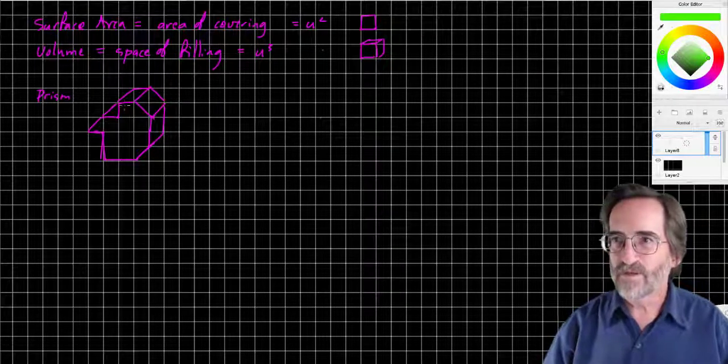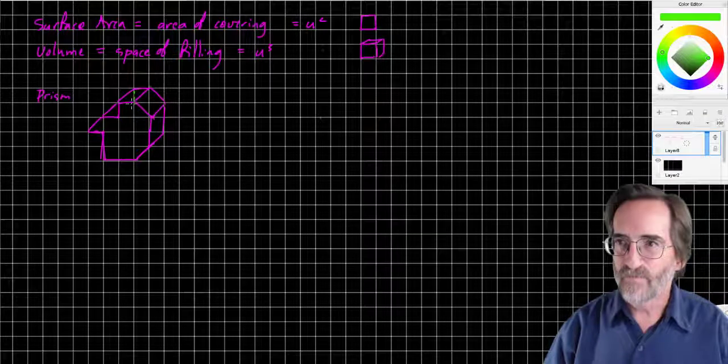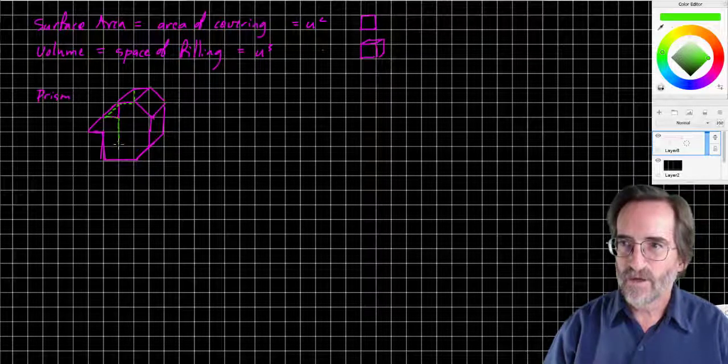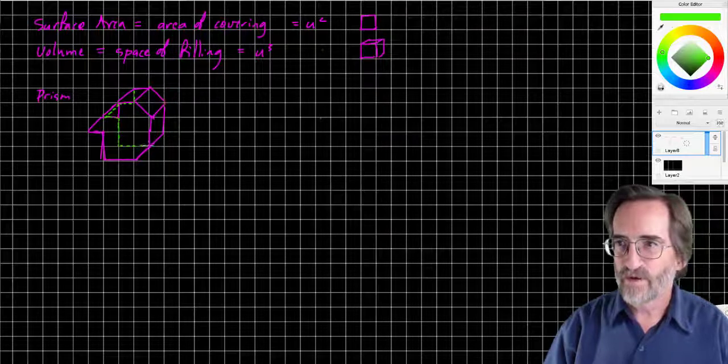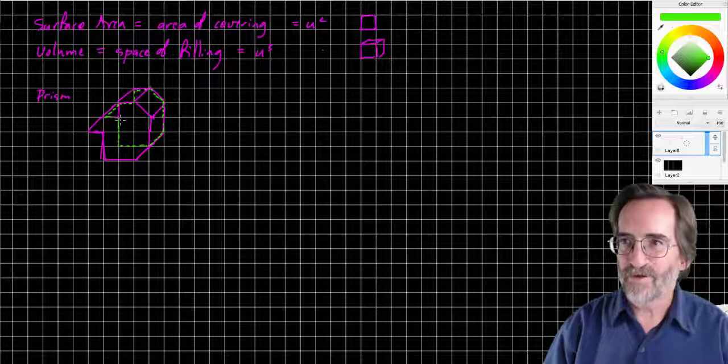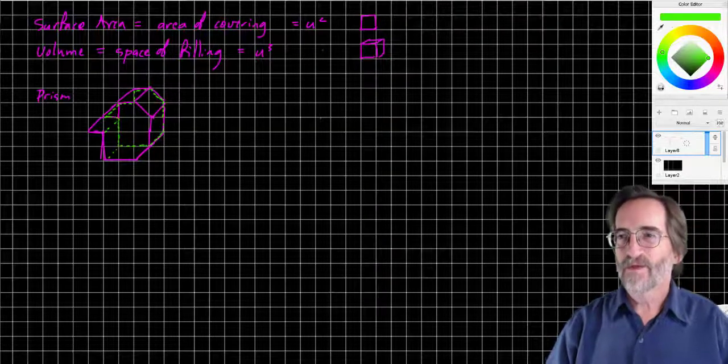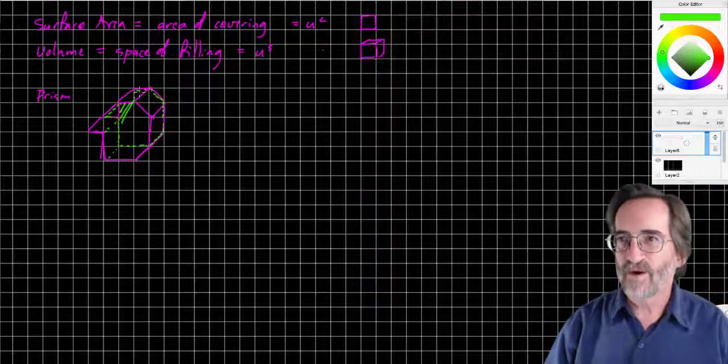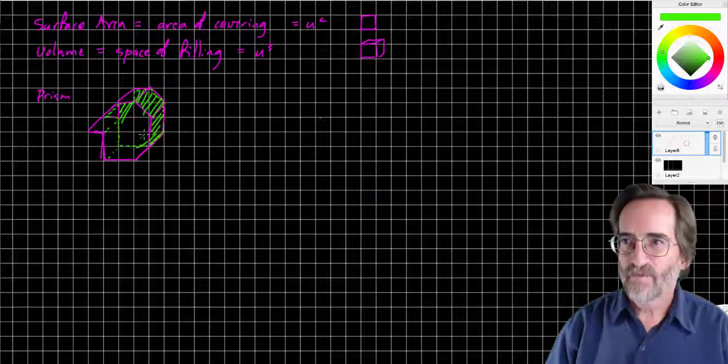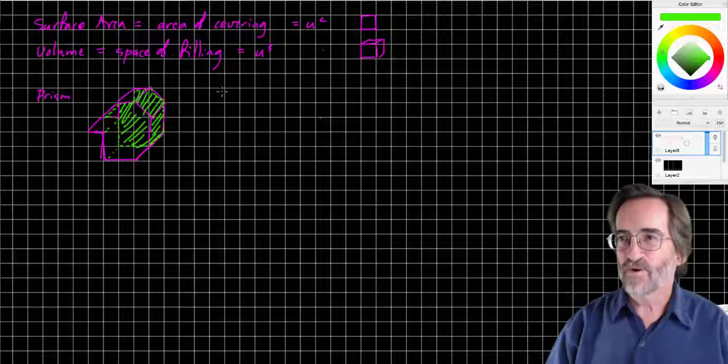Now if you look at the shape in the background, the shape in the background is the same as the shape in the foreground. Shouldn't have done something so oblique. Okay, so there's this shape in the background that matches the shape in the foreground. And that's called the base.